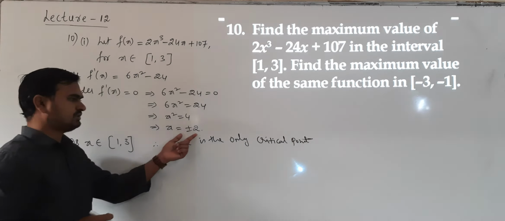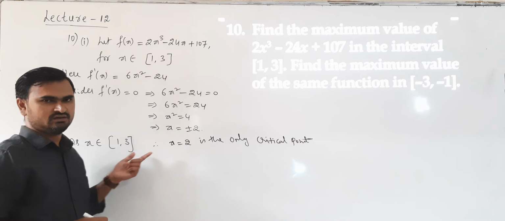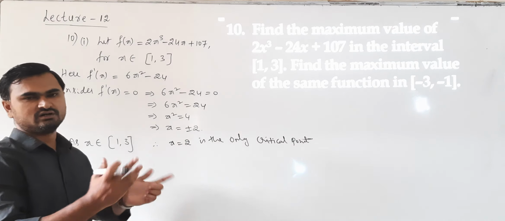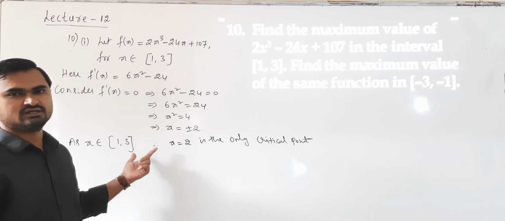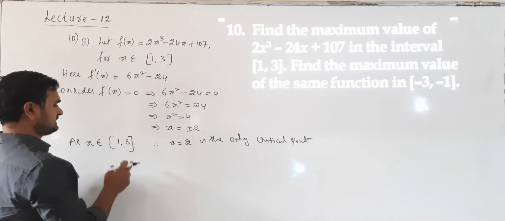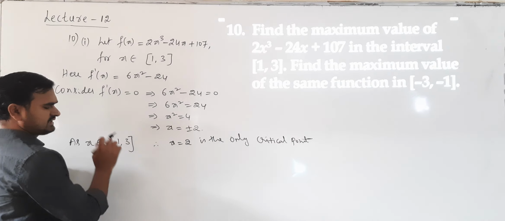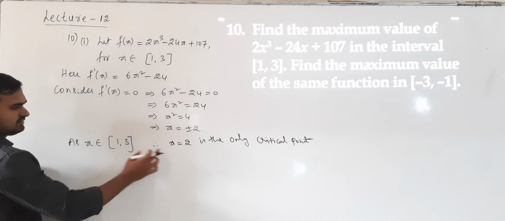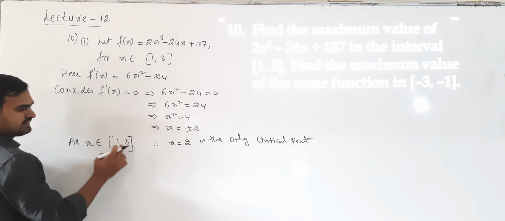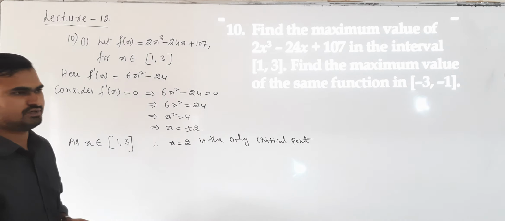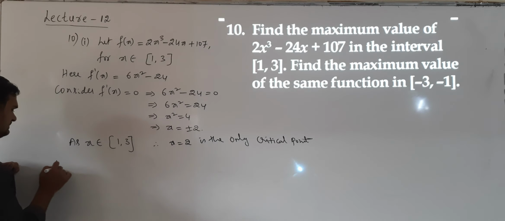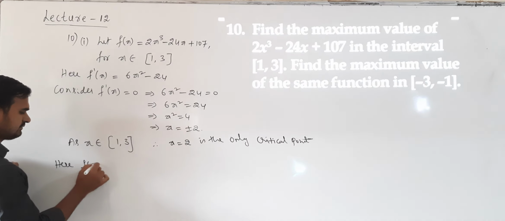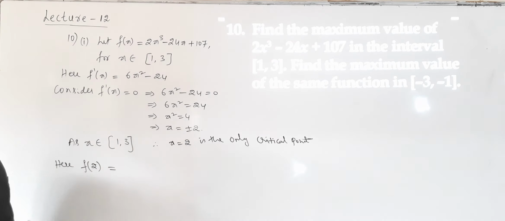So here don't take minus 2, okay? Because we are speaking about only the interval from 1 to 3. Beyond the interval, we don't take the function. Okay? So let us take the critical points which are lying in the given interval. Now at the critical points and at the end points, we need the functional values. So here, f of 2 at the critical point, let us find the functional value.